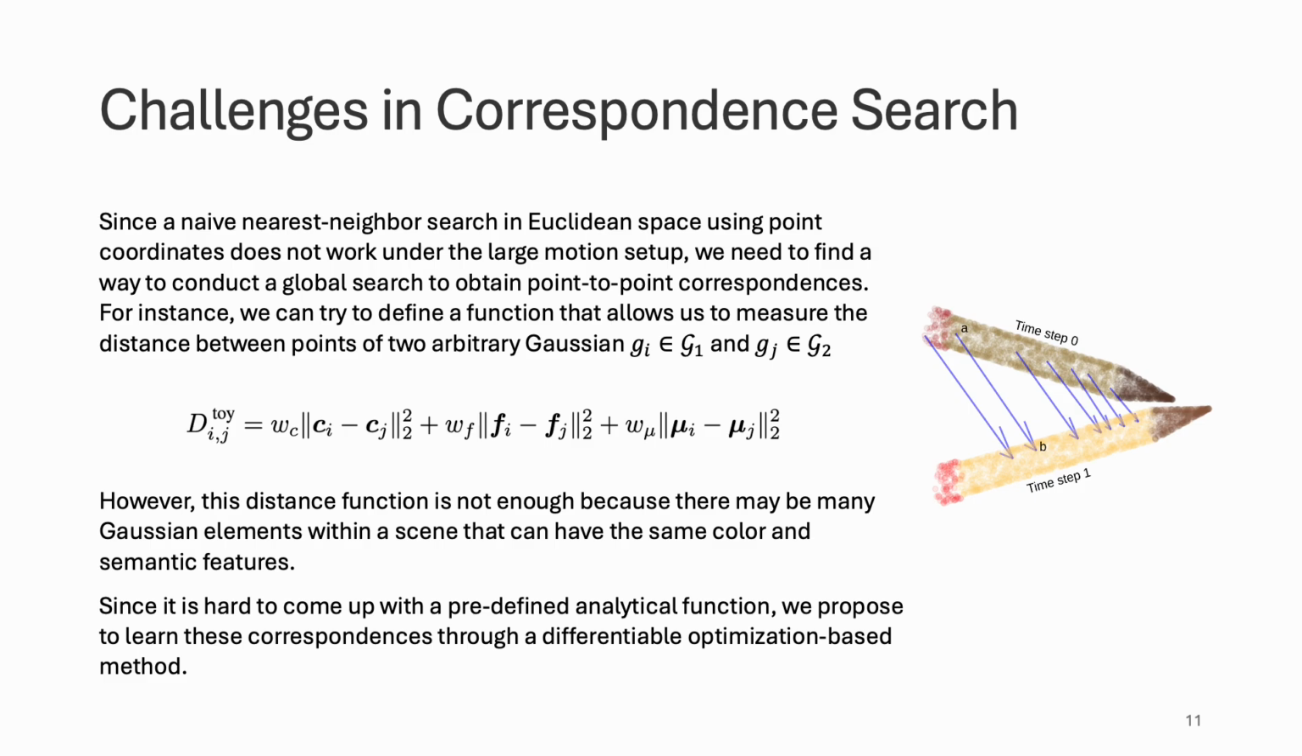Since using just Euclidean distance does not work for the large motion setup, let's try to come up with a toy distance function that also considers the color, C, and semantic features, F, of each point. We can argue that even this distance function would not be sufficient. For example, point A and point B have the same color and semantic information, but under this distance function, the point correspondence would be wrong. The idea of the paper is that since it is hard to come up with a predefined analytical function, we propose to learn these correspondences through a differentiable optimization-based method.